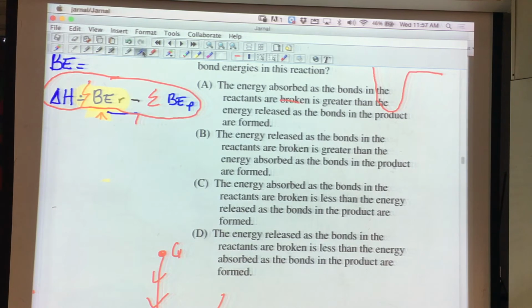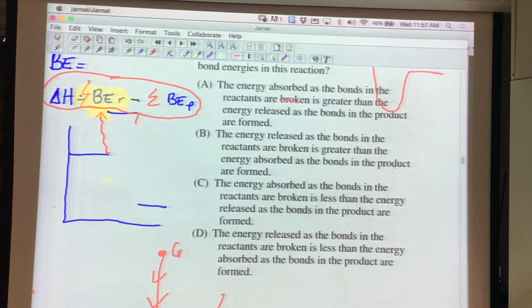We're almost done, party people, today. Okay, so we start in high and going what? Low. So it takes this amount of energy to break the bonds, and it takes this amount of energy that needs to be released. So the energy absorbed as the bonds in the reactants is greater.